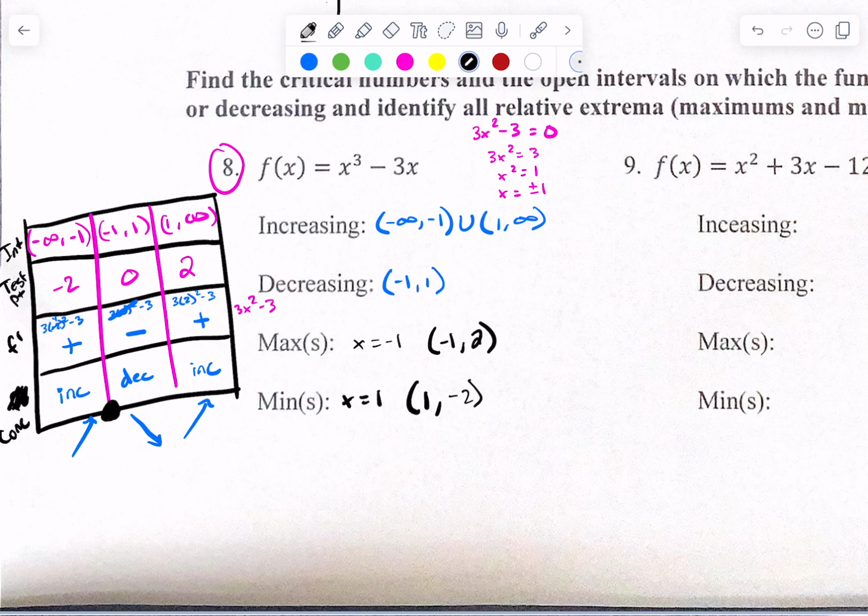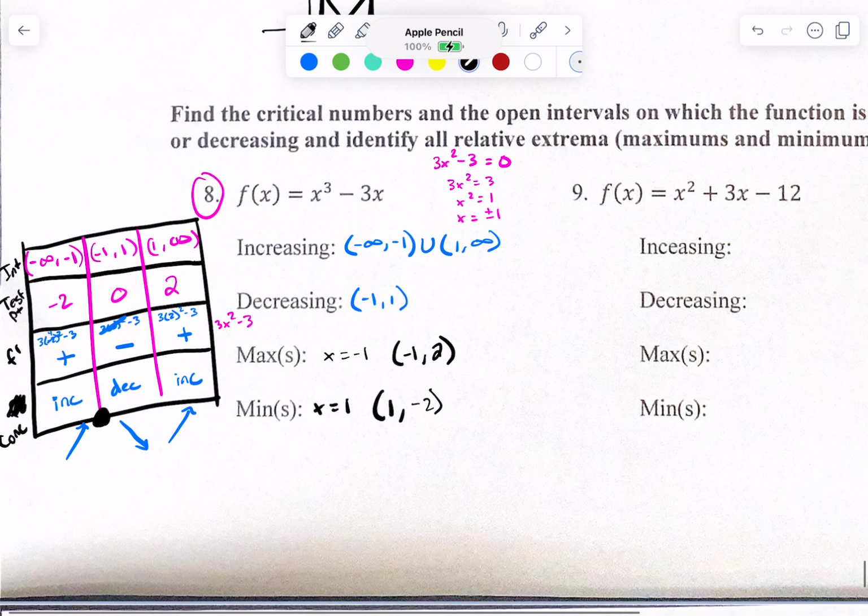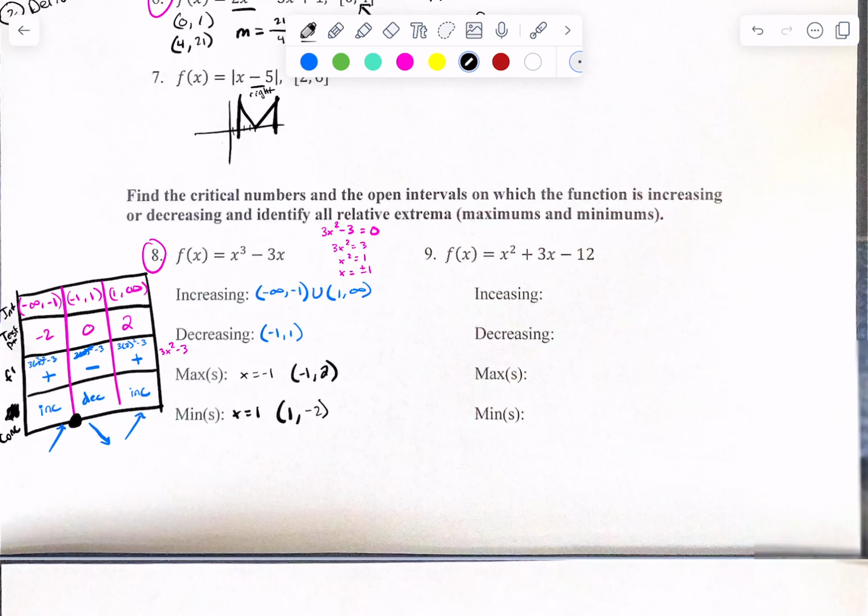Now we do it on our own. Now you do 9. 9 should be easier because it's a quadratic instead of a cubic. So he'll only have 1 critical number, so 2 test intervals is all you'll have. On number 9, you will either have a max or a min, not one of each. Okay?